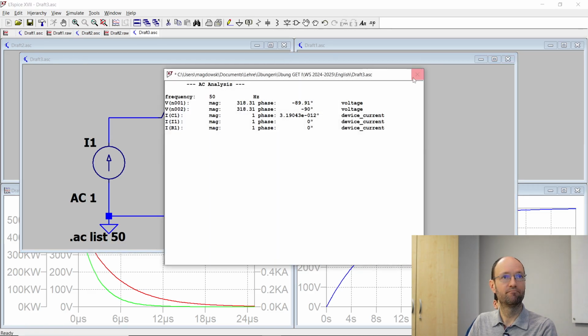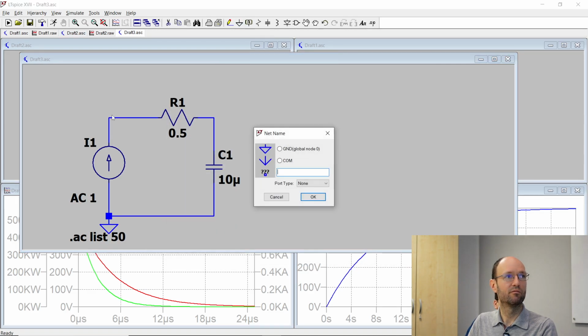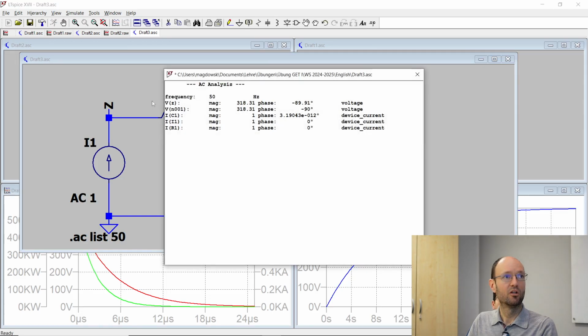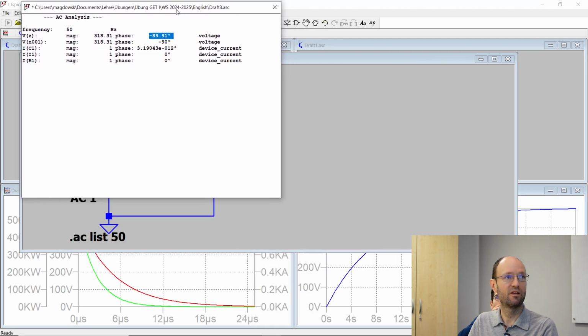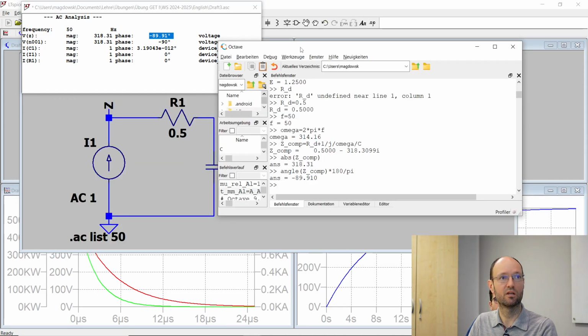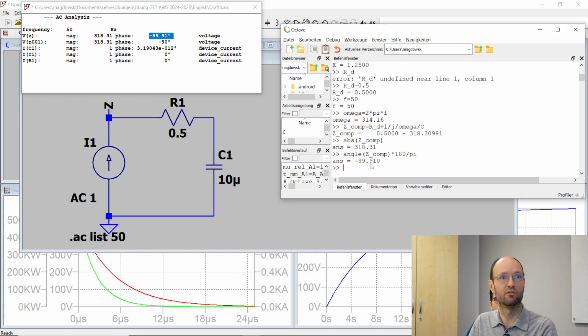it's better to label this node and say, okay, I will label this node with Z because the voltage at this node should correspond to the impedance, and resimulate. And we say, okay, here we get the same magnitude and the same phase as what we calculated in Octave here.